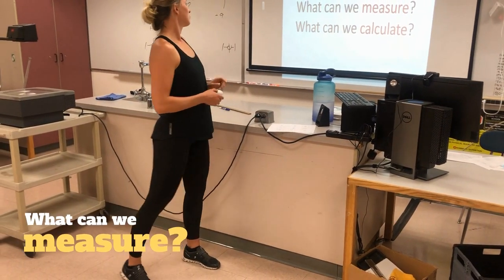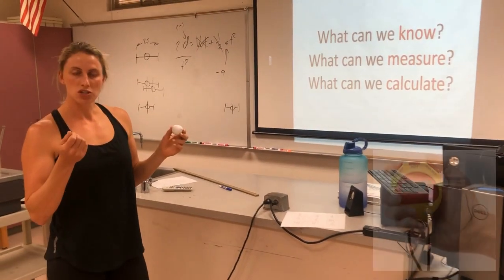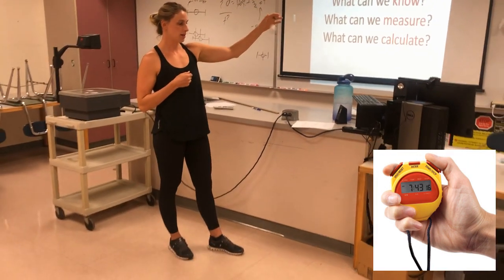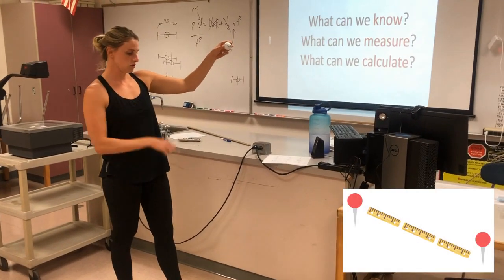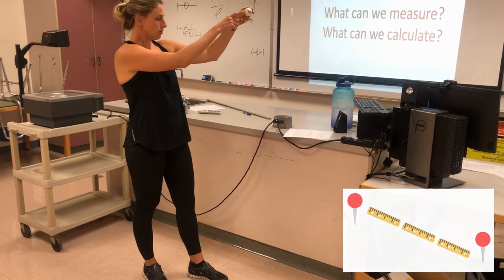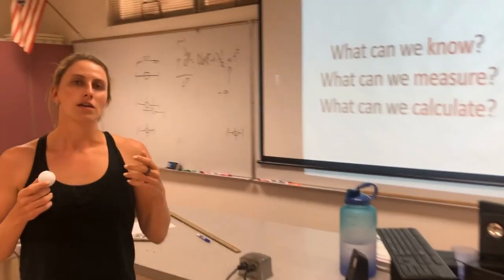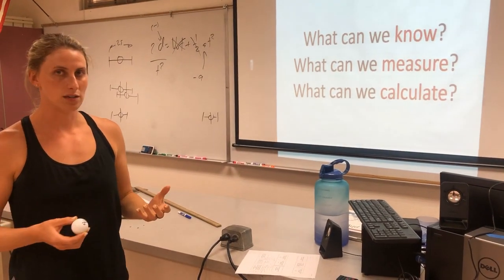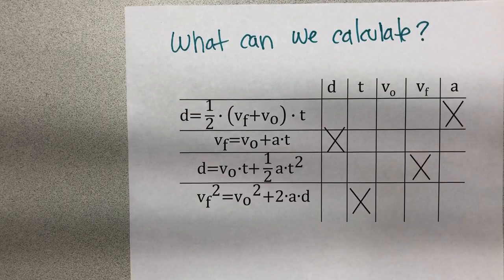What can we measure? Well, we can measure time with a stopwatch as soon as it leaves my hand and hits the floor. We could also measure the distance from the floor to the golf ball. So the next question I have for you guys is, given the things that we know and the things that we can measure, what can we then calculate?